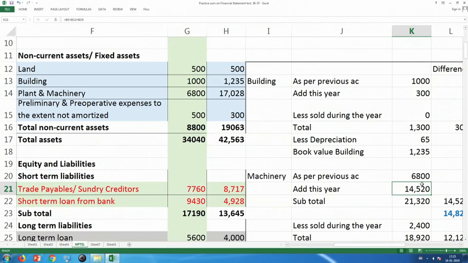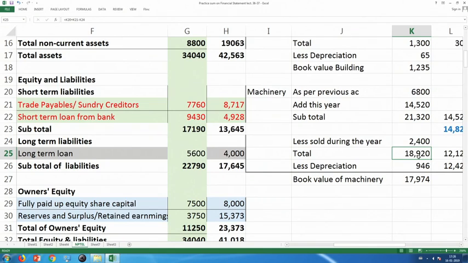Then you add them together, you get the subtotal. Now, if you sell any asset during the year, that is to be deducted. Then you get the total fixed asset, which is the sum total. Now, you depreciate this total amount. Here the depreciation rate is 10%.